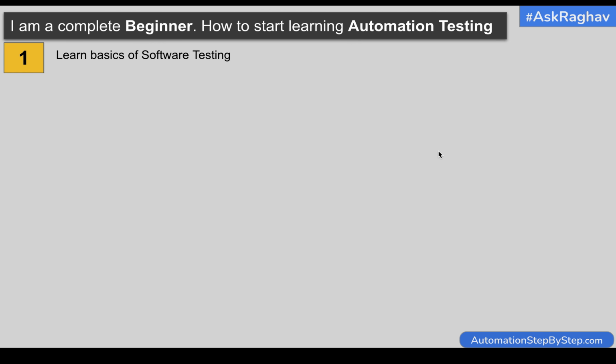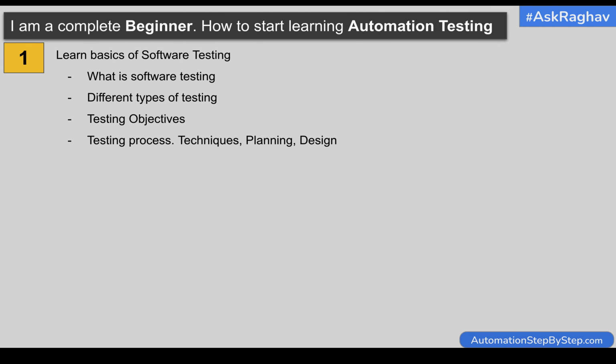So start with the basics of software testing, and what you have to do exactly is you have to learn some of the terms and some of the terminologies. You can just go online and search for these things, like what is software testing. You will understand what exactly is software testing, what are the different types of testing, what are the objectives of testing, the testing process, the different techniques we implement in our testing process, how do we plan the testing, how do we design our test plan, and how do we design test cases.